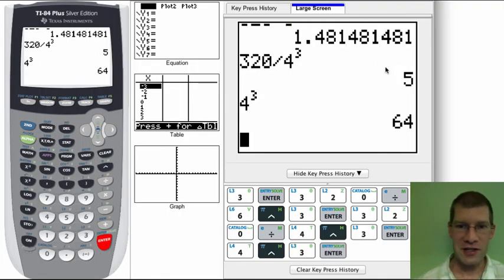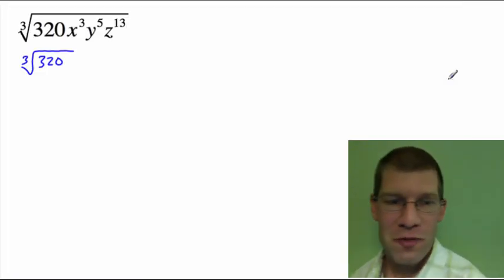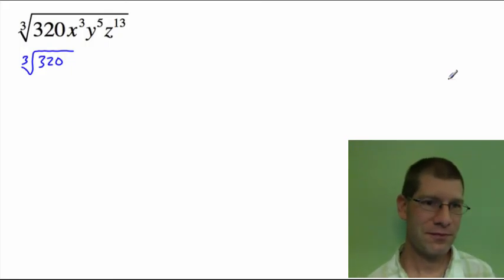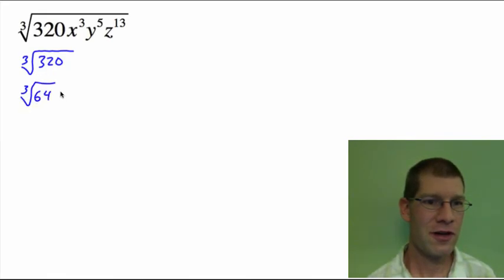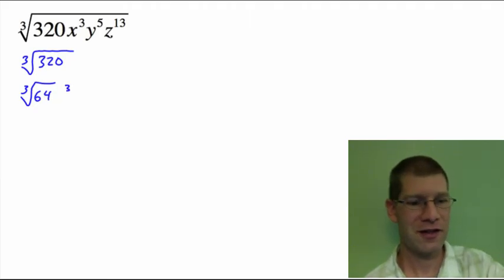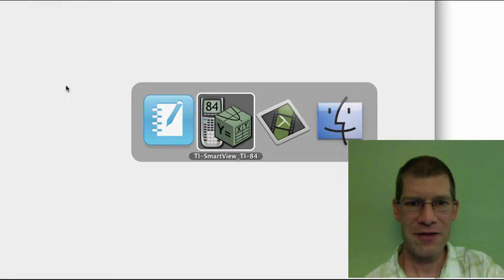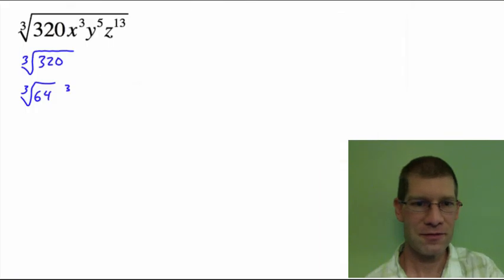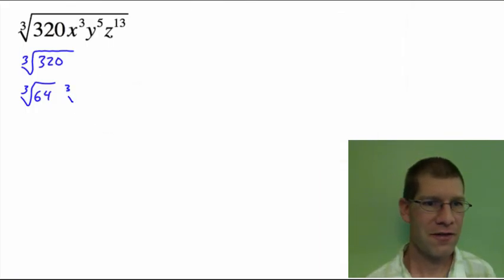And 4 to the third is 64. So I know then that my 320 is divisible by 64, and my remainder is going to be 5. So now as I go back to my problem here, I say then my cube root of 320 has cube root of 64, and my remainder, I forgot it already, 5 was it? 5. Cube root of 5.